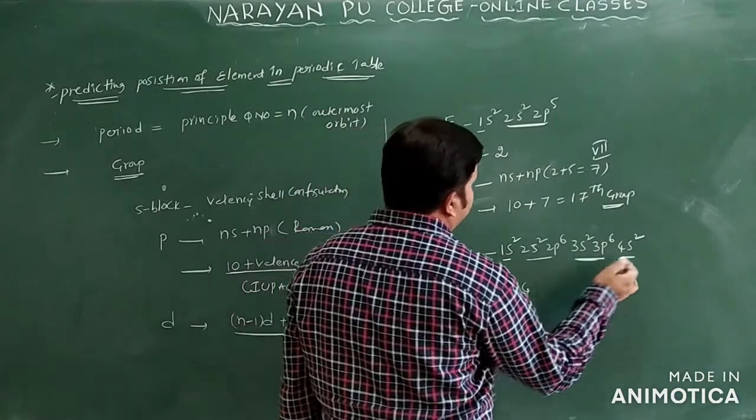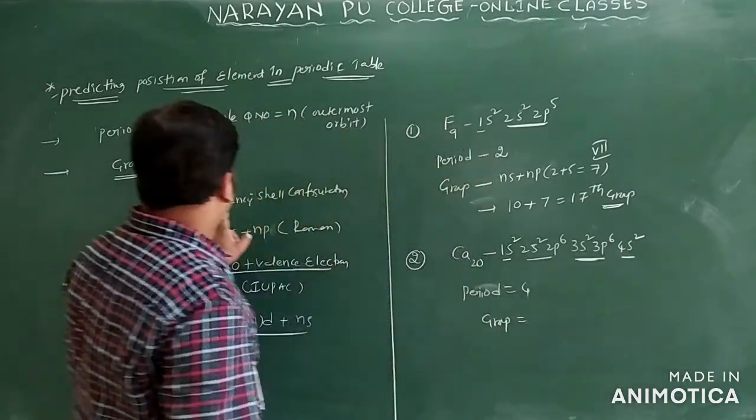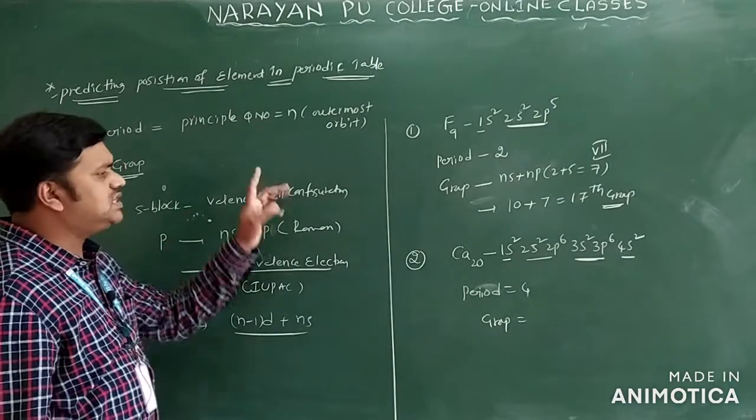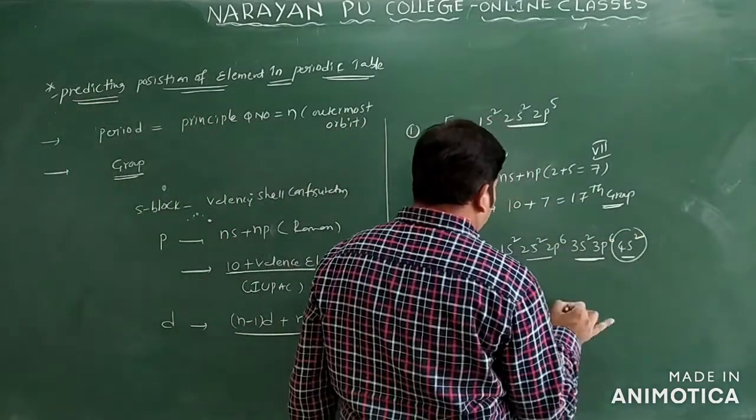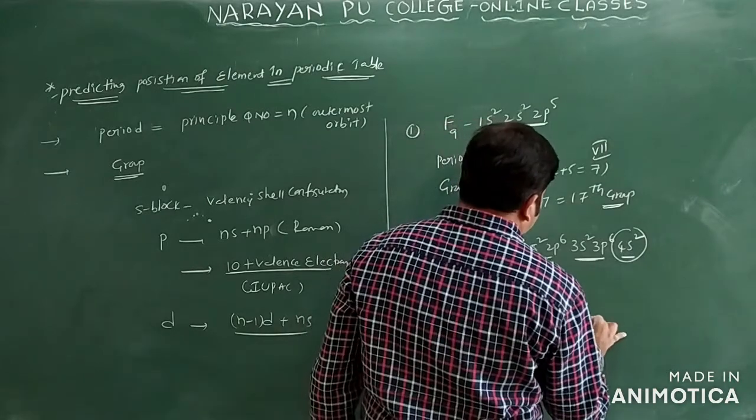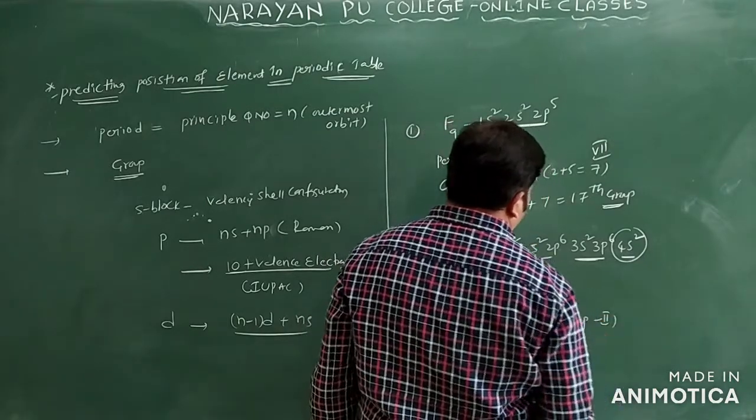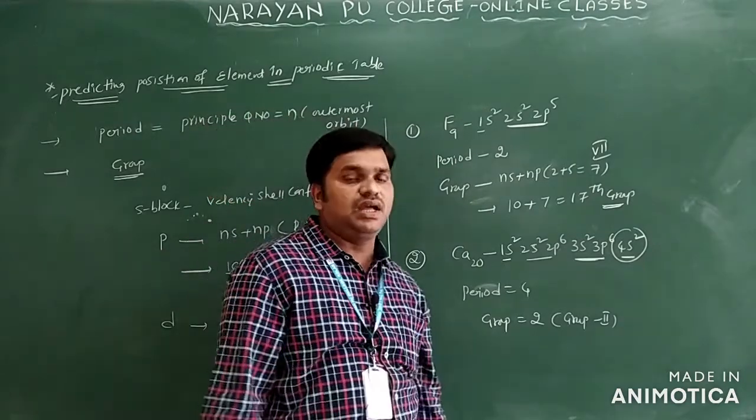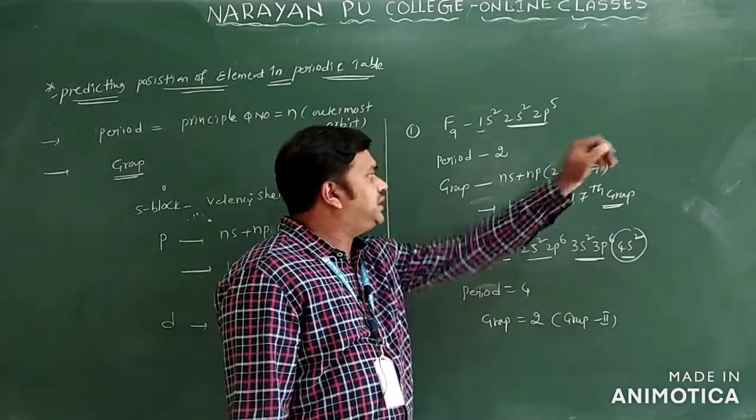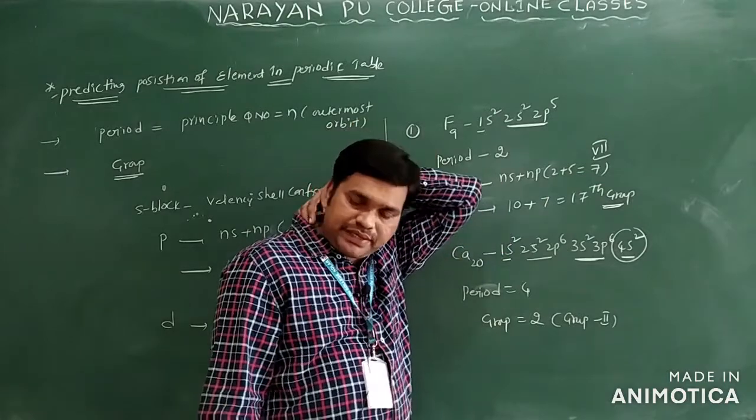What is the group number? Group is equal to the ns electrons, the s electrons only. S electrons means the valence shell configuration. How many are there? 2 is there. So you will write group 2. So this is regarding the identification of period number and group number in the periodic table.